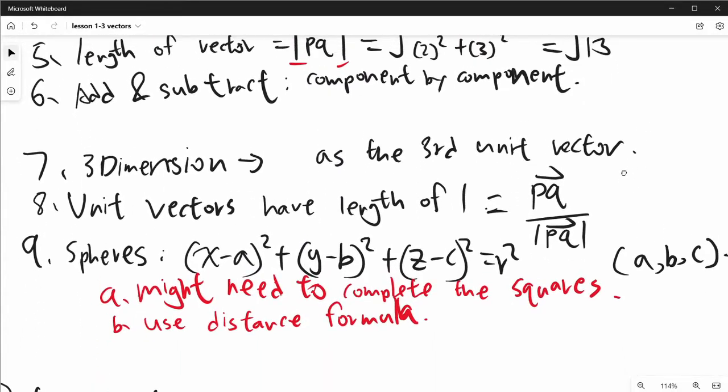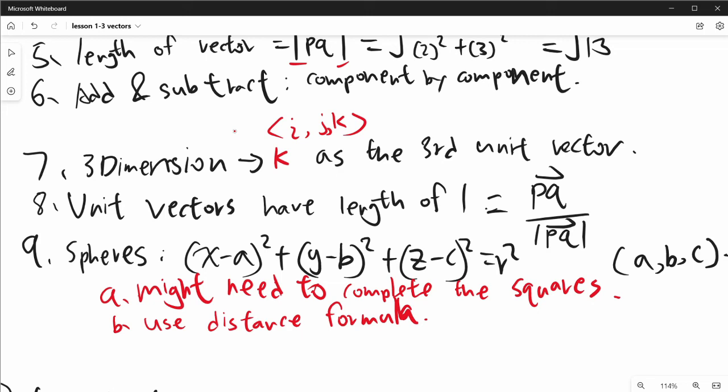And then we have three-dimensional vectors. We just add k. The i, j, and k are the units of every single dimension of the vectors. And then unit vectors have a length of 1. So for PQ, again, it would be the vector divided by the length of the vector. This vector will be in the parallel direction to PQ, but have a length of 1.